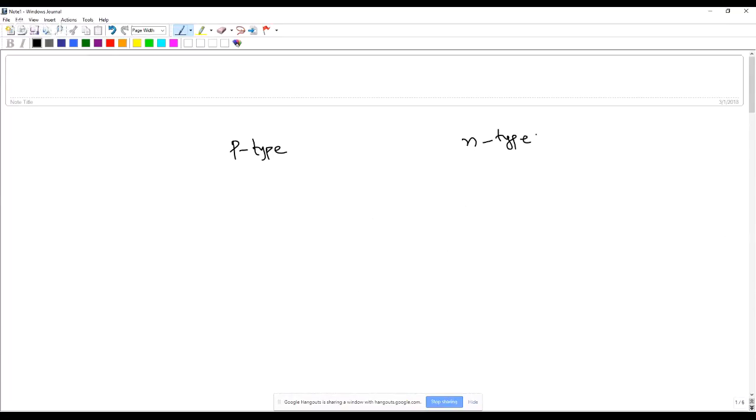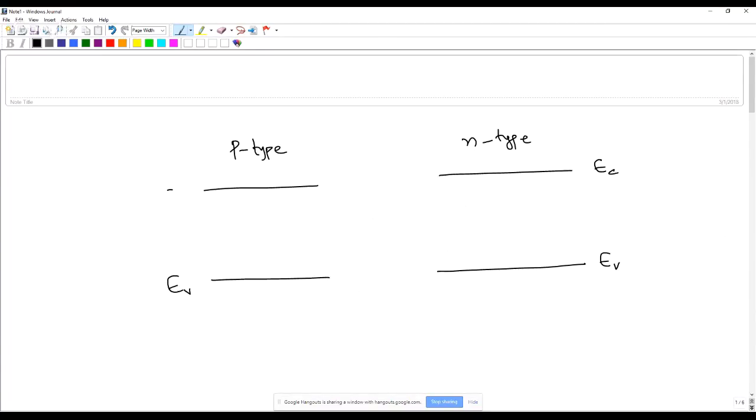So at the start of this live session, we basically drew the energy band diagrams for both. And we said that the only difference was how we position the Fermi level. For N-type, we put the Fermi level closer to the conduction band. For P-type, we put the Fermi level closer to the valence band. So this is again before the junction is formed.